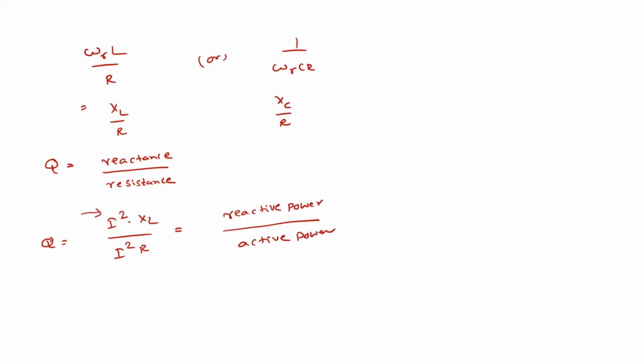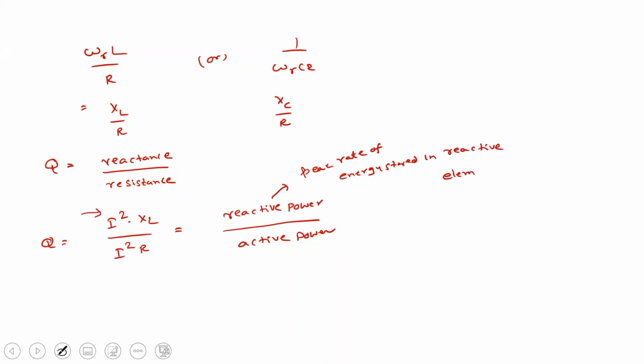So it is basically the peak rate of energy stored in reactive elements. We have already seen the definition of reactive power. Don't be confused between this Q and reactive power. Unfortunately, reactive power is also represented with Q. So the quality factor Q is reactive power by active power.